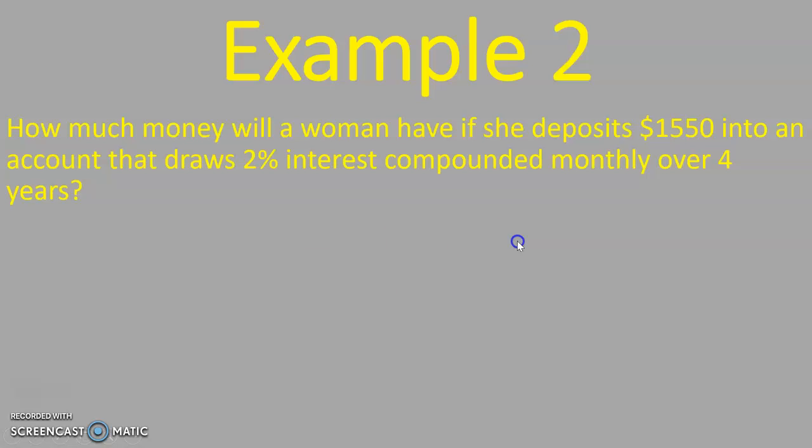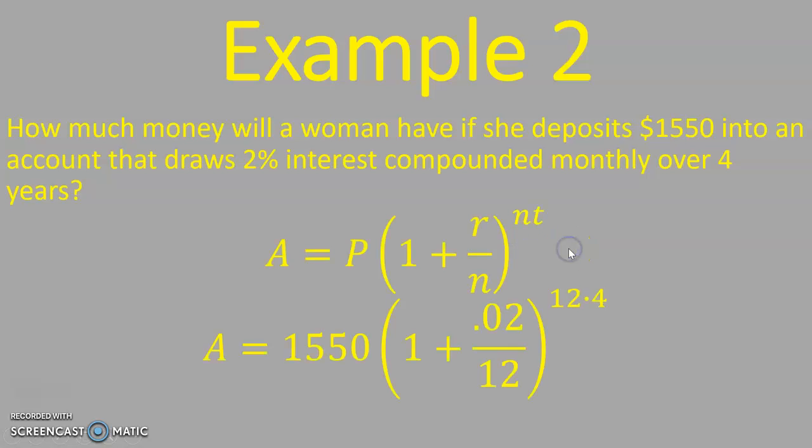Second example, how much money will a woman have if she deposits $15.50 into an account that draws 2% interest compounded monthly? All right, very similar. We start with $15.50, we're compounded monthly, so now N is 12, 2% right here, and then 4 years. And again, this not being a very high interest rate and not being a lot of time, you're not going to make much, but you did go up some.